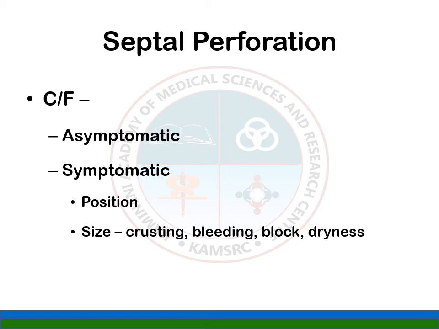Now this will lead to the drying up of the gel layer, which will lead to crusting. Crusting will in turn cause nasal block, or upon removal of the crusting, this will lead to bleeding. Again, this is a vicious cycle. That's why crusting, bleeding, block, and dryness. These are the symptoms of moderate to big size perforation.